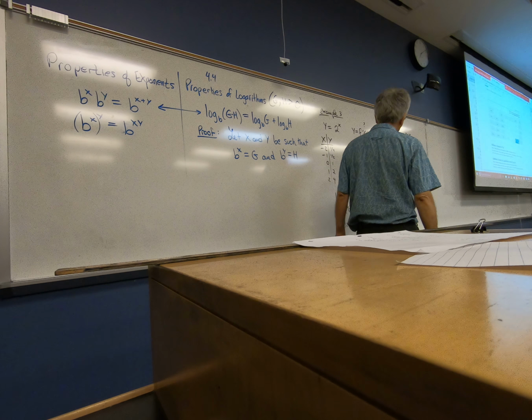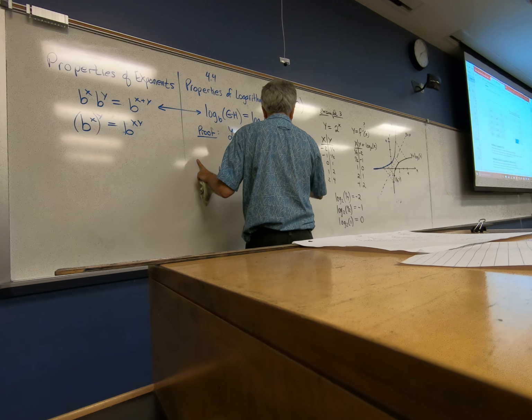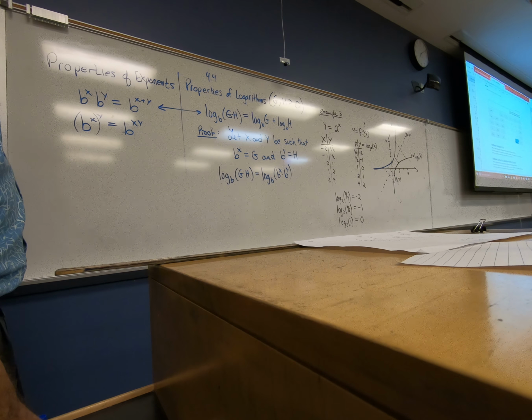Let's start with the left side here. Okay, so log to base b of g times h, well, that's equal to, I'm going to substitute now, right? Log to base b of b to the x times b to the y. We're substituting for what g is and what h is in terms of base b and exponent x and exponent y.